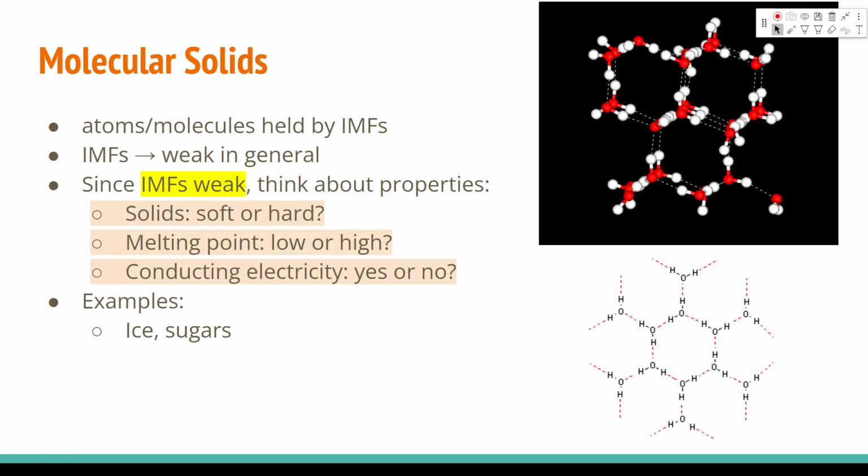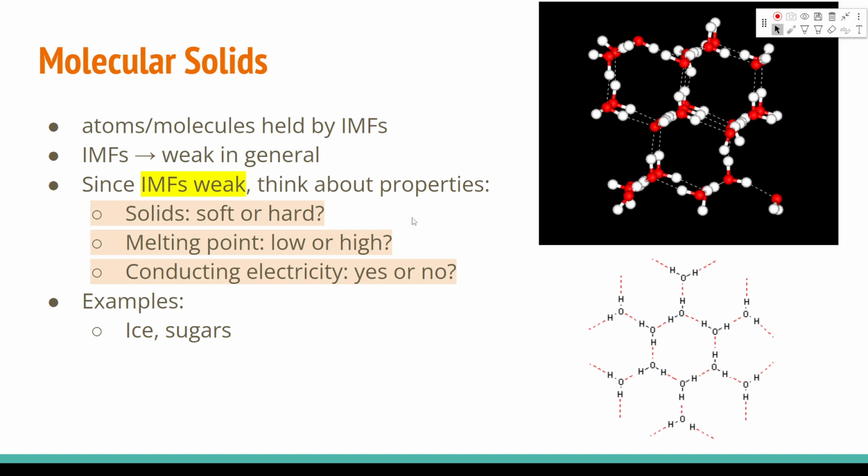Cool. Molecular solids. We have to think, what are they made out of? So we have our atoms or our molecules held by IMF. You could see this, for example, is water. These are both water. And so you can see in 3D space how that would look. You could see kind of a repeat of how that would be in space. Same goes for over here. And so there's this nice pattern to it. And so there is a pattern to our stuff, like ice, for example.